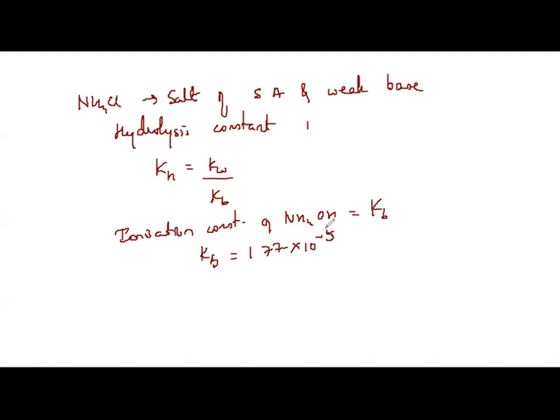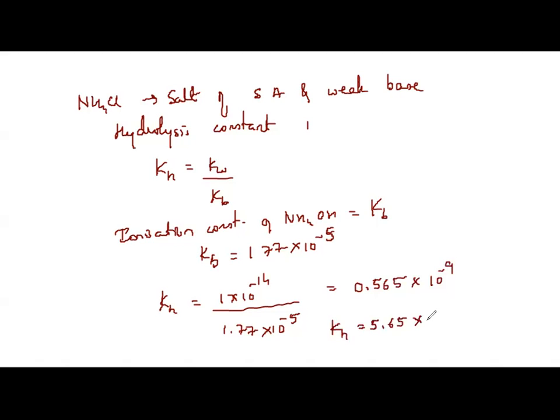into 10 raised to minus 5. Correct? So solve it out. KH is equal to, how much is Kw? 1 into 10 raised to minus 14, the ionic product of water, divided by 1.77 into 10 raised to minus 5. Solve this out, you will get the answer 0.565 into 10 raised to minus 9. Or I can write KH is equal to 5.65 into 10 raised to minus 10. Shifting the decimal point this side, minus 1, it becomes minus 10.